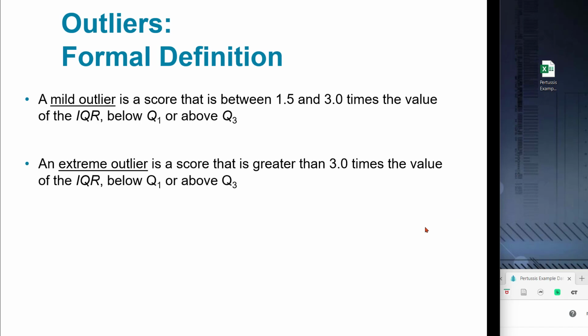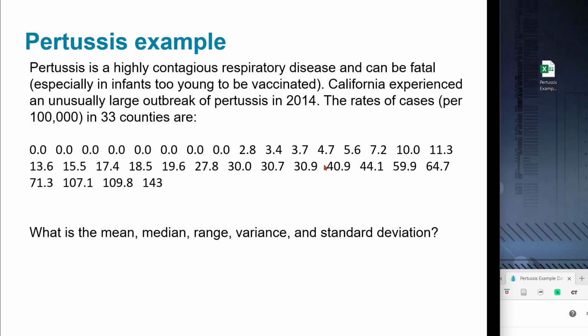Let's do an example in StatCrunch of what we've covered so far in this lesson. Let's look back at our ratio level variable example we did to understand making frequency tables, the pertussis outbreak dataset. What is the mean, median, range, variance, and standard deviation here?